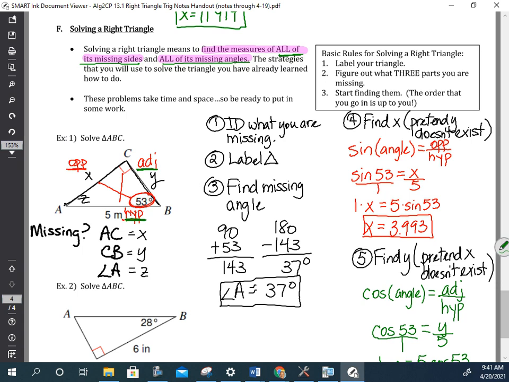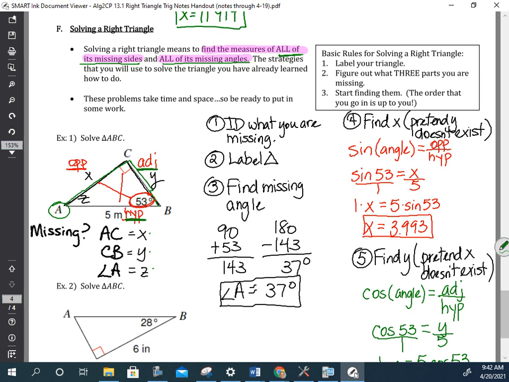With example 1, the first step is to identify what you are missing. Identify everything that you're missing. We're on the back page, section F. You were given a triangle. We didn't know side AC, we didn't know side CB, and we didn't know angle A. So list out what you are missing.